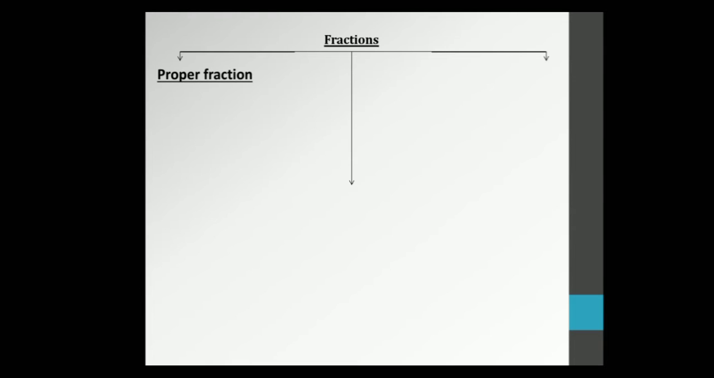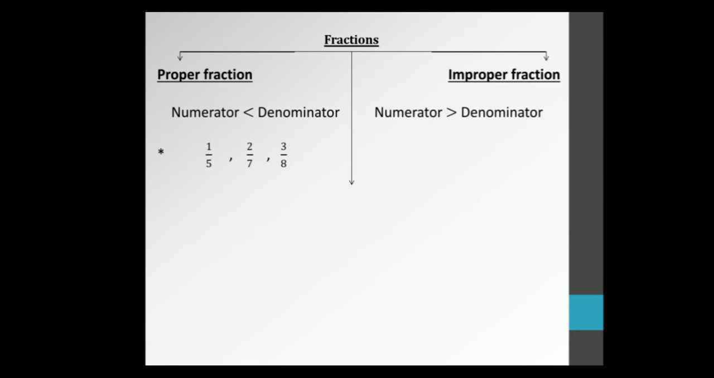A proper fraction is a fraction where its numerator is smaller than its denominator, like 1 over 5, 2 over 7, and 3 over 8. The second one is called an improper fraction. Yes, it's a fraction where its numerator is bigger than its denominator. For example, 5 over 2, 9 over 4, and 25 over 8.